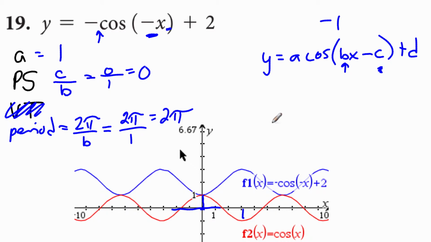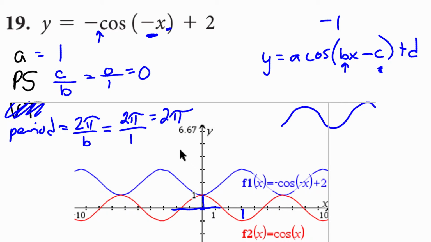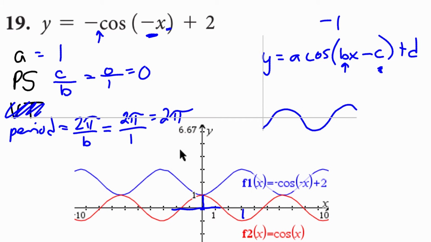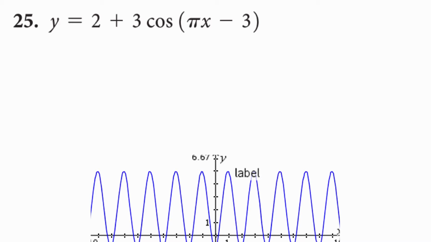Let me draw a graph. The phase shift would be having this thing move left or right. Not stretching, but just moving left or right. So that would be your amplitude, period, and phase shift for this graph. Let's try one more. Here we've got some better numbers.